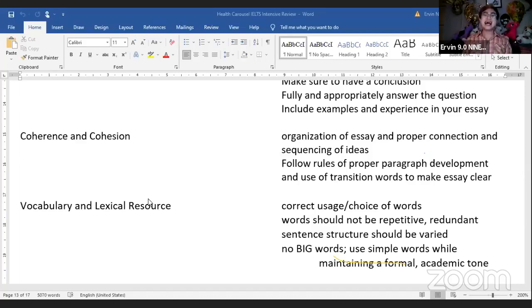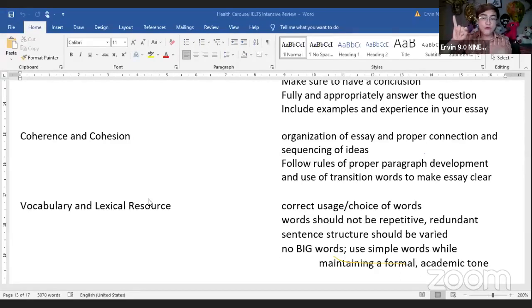Okay? Now, here comes vocabulary and lexical resource. What is our national average for this criterion? It's 6.9. So imagine an average person can get a 6.9 for vocabulary even without the use of unnecessarily big words. So I guarantee an average person can get a high grade here provided that the words are correct and not exactly the same.